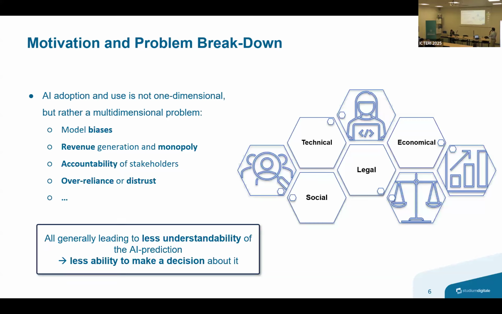That's not everything. That's just the technical part of it. We have a social part, an economical part, a legal part, and several others, which I did not add on the slide, but they are there. In the economical part, we talk about the revenue produced by those models. We're talking about the push to generate a financial outcome. We're talking about the monopoly of those models, the monopoly of the data.